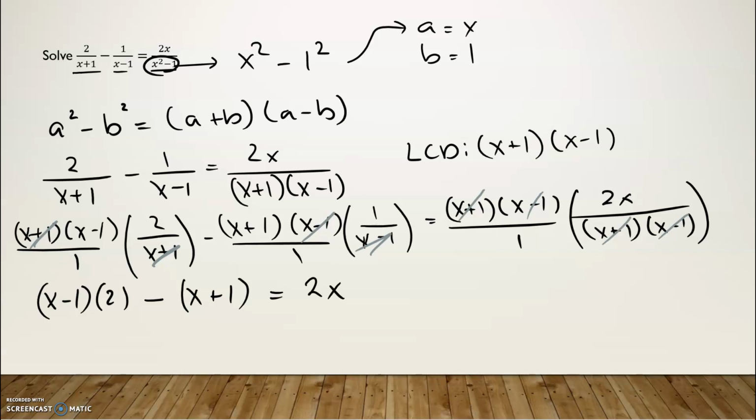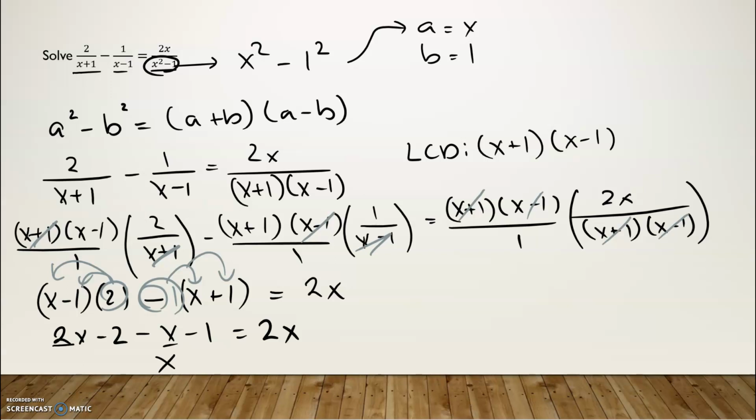Now, I'm going to distribute this 2 to this x and to this 1. So I have 2x minus 2. Distribute this negative. It's like a negative 1 in front of it. So distribute this negative 1 to this x and to this 1. Be careful of that. So negative x minus 1 is equal to 2x. Okay, and then clean up just a little bit. Combine these x values. So that will be x. Combine these constants. That'll be negative 3 is equal to 2x.